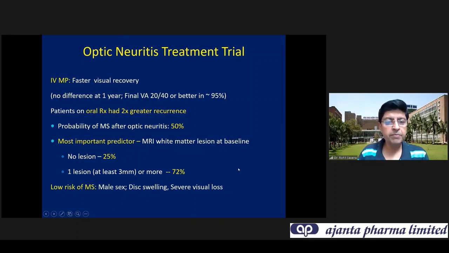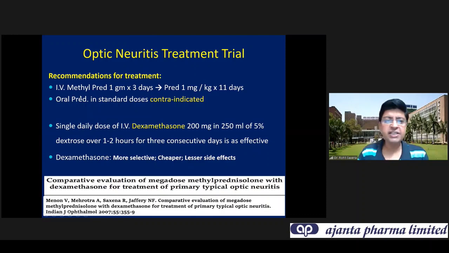And the most important predictor was MRI, which showed that if there were no lesions, then the chance of multiple sclerosis was only 25%. But even if there was 1 lesion at the time of presentation, it was almost 3 times the risk of developing multiple sclerosis. So the recommendations became that IV methylprednisolone should be given at least 1 gram, for at least 3 days. Oral prednisolone is contraindicated.